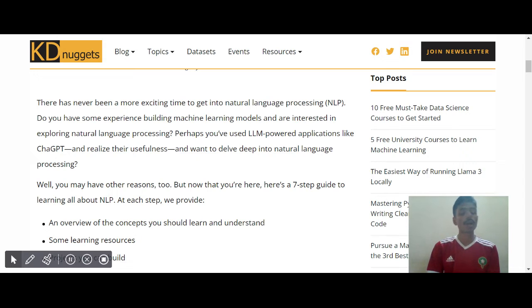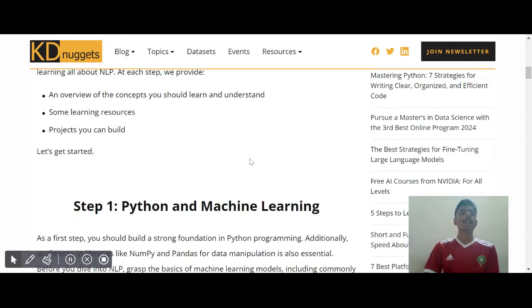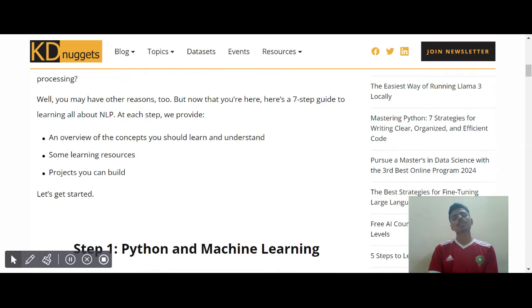At each step, we provide an overview of the concepts you should learn and understand, and some learning resources and projects you can handle or build. Let's get started. So step number one is Python and machine learning.